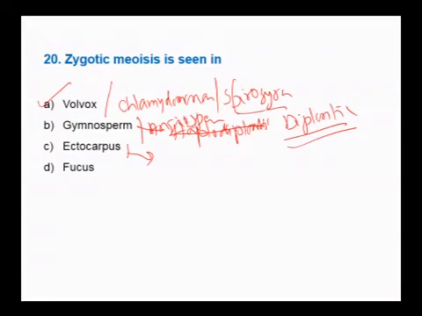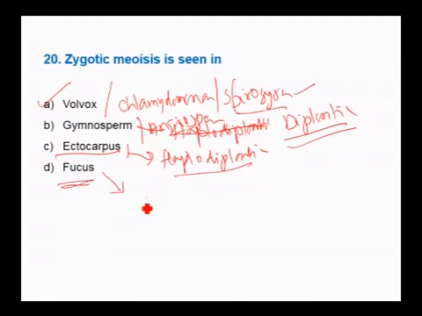Ectocarpus is an alga which shows haplodiplontic life cycle. A very rare thing: algae can exhibit haplontic, diplontic and also haplodiplontic life cycles. Volvox, Chlamydomonas, Spirogyra are the algae which exhibit the haplontic life cycle. Ectocarpus exhibits the haplodiplontic life cycle. Fucus is an alga, a brown alga, which exhibits the diplontic life cycle. Actually, this is taken from your first PUC, but with respect to this question, zygotic meiosis is only in Volvox, Chlamydomonas and Spirogyra. Therefore, the answer is Volvox.